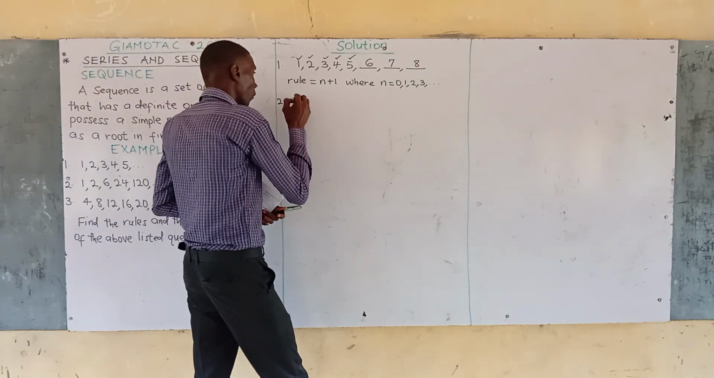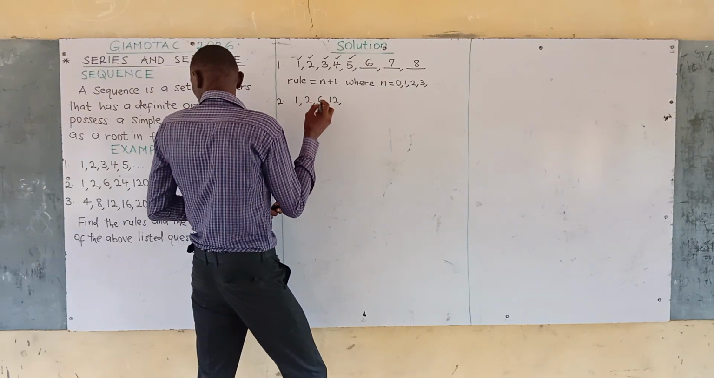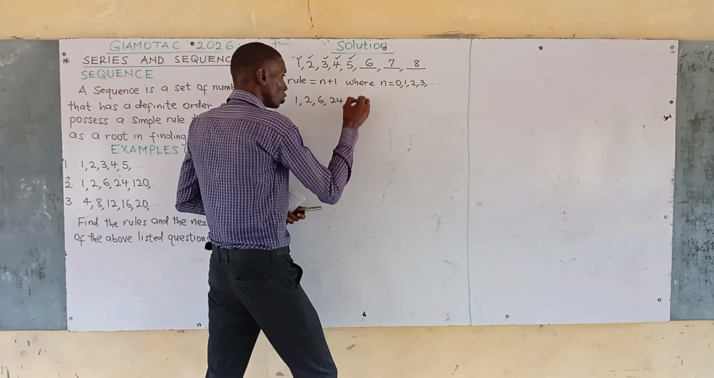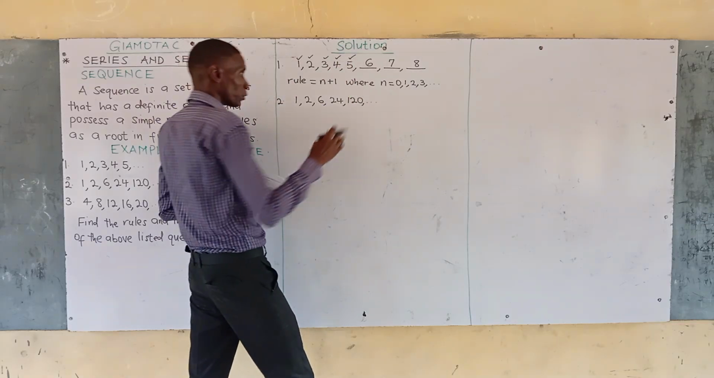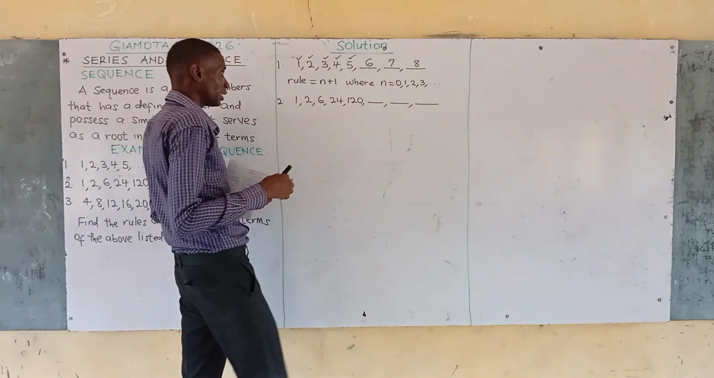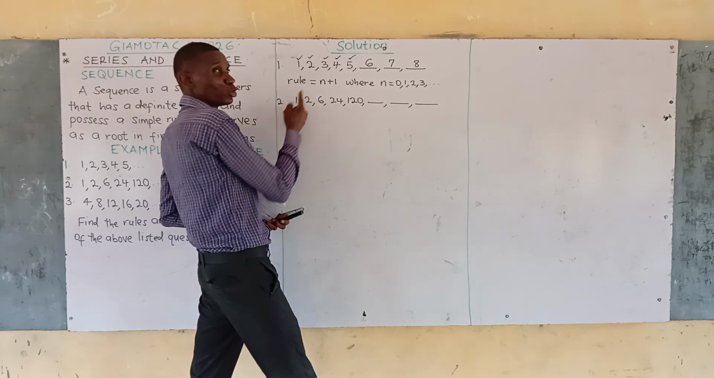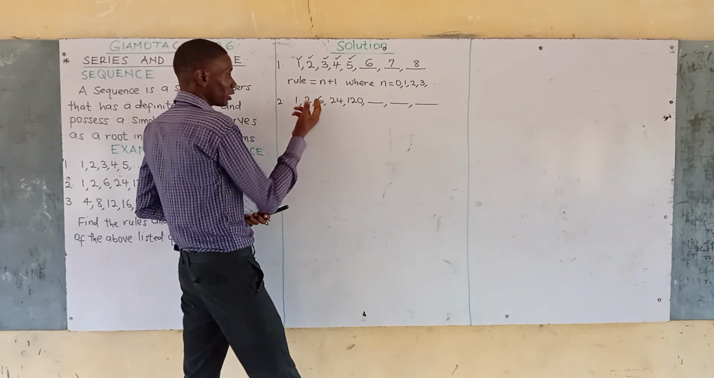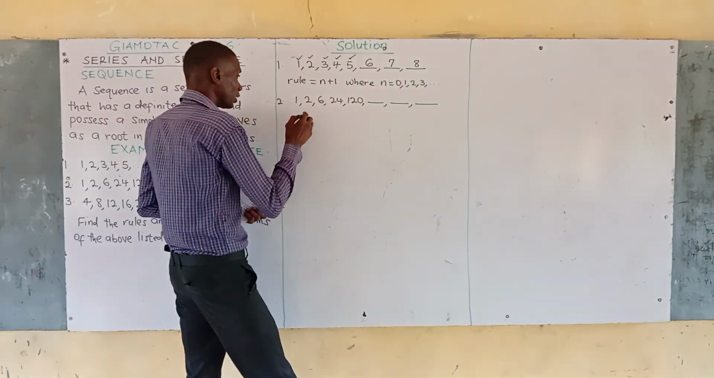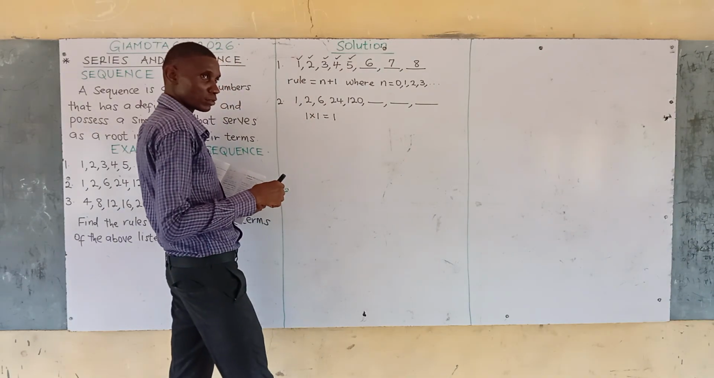And that is the solution to that question. Let's look at number 2. We have 1, 2, 6, 24, 120, and so on and so forth. We are looking for the next three terms. Let's check this out. If you say 1 plus 1, it will give you 2. If you say 2 plus 1, it doesn't give you 6. But let's do something here. Look at this: 1 times 1 will give us 1. Are we following?